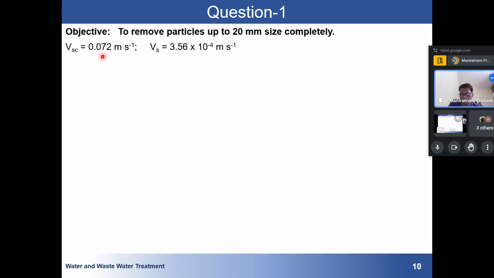The scouring velocity Vs is 0.72, and the settling velocity is 3.56 times 10 to the power minus 4 meter per second. Sorry, if I told the unit wrong, it will be meter per second.